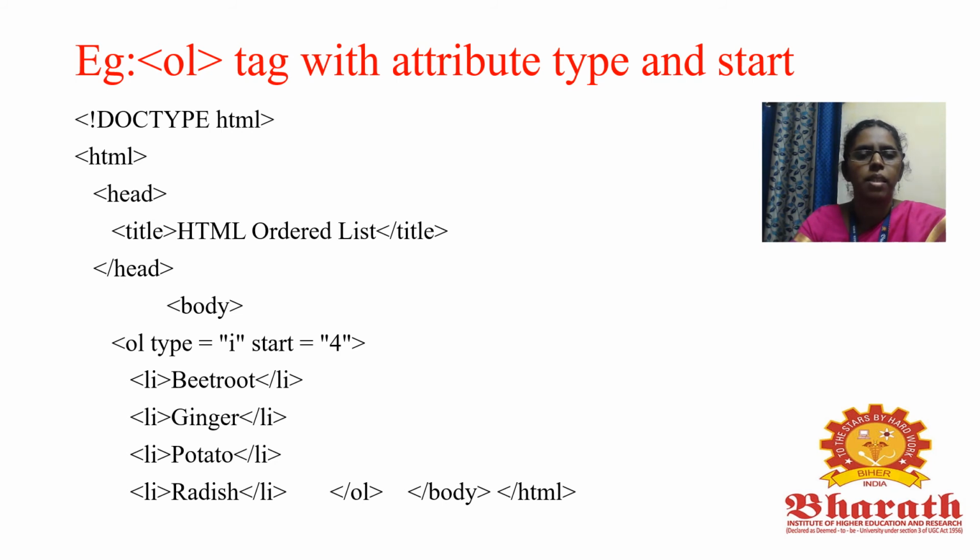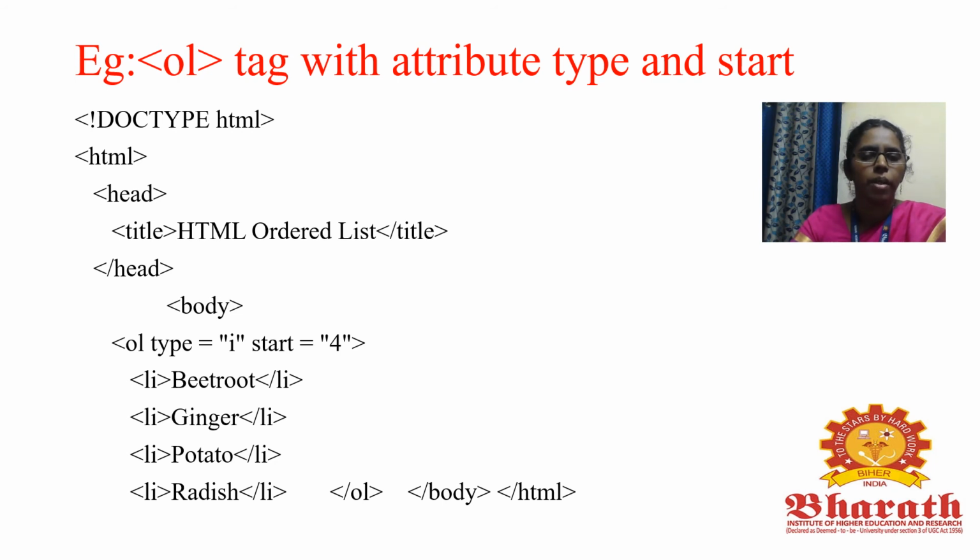So next is the best example of an ordered list with two attributes, type and start. So this is the HTML program. This HTML program starts with the doctype tag. This specifies the HTML version as well as the type of the document. Here we have the head part, within the head we are specifying the title, and then the body part.